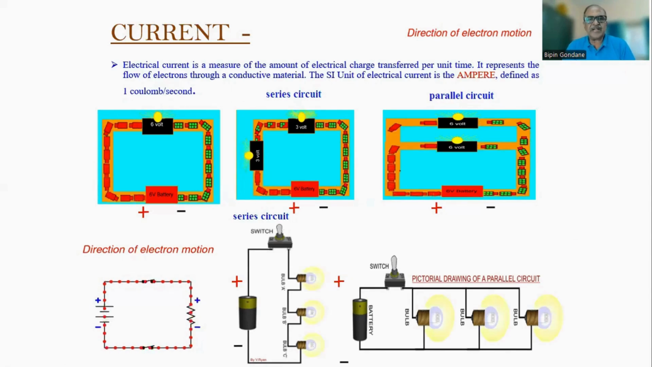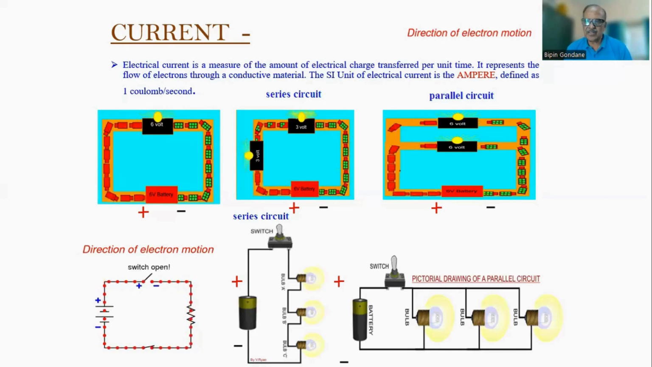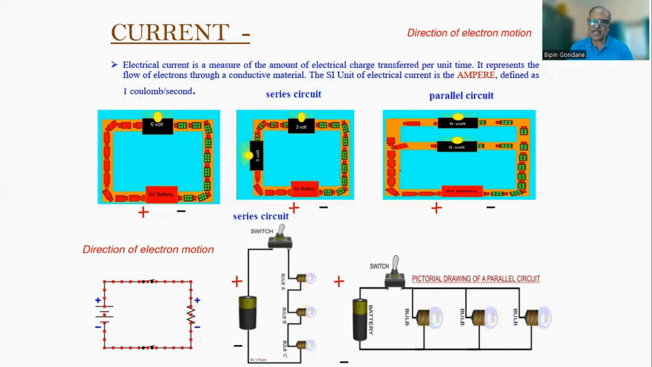Current is nothing but an amount of electrical charge which has been transferred from one polarity to another. Or, in simple words, it is a flow of electrons. Please remember, it's a flow of electrons. What is the unit of current? Amperes, right? You can see in this diagram how the current is flowing in DC or in a battery.